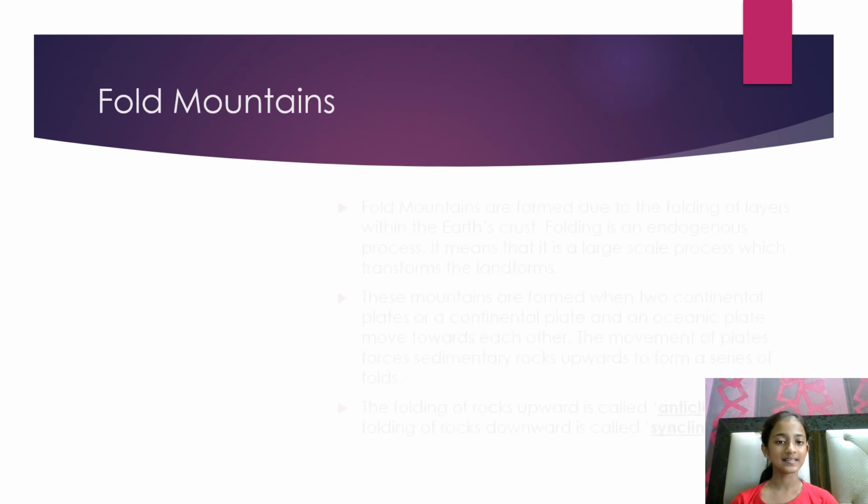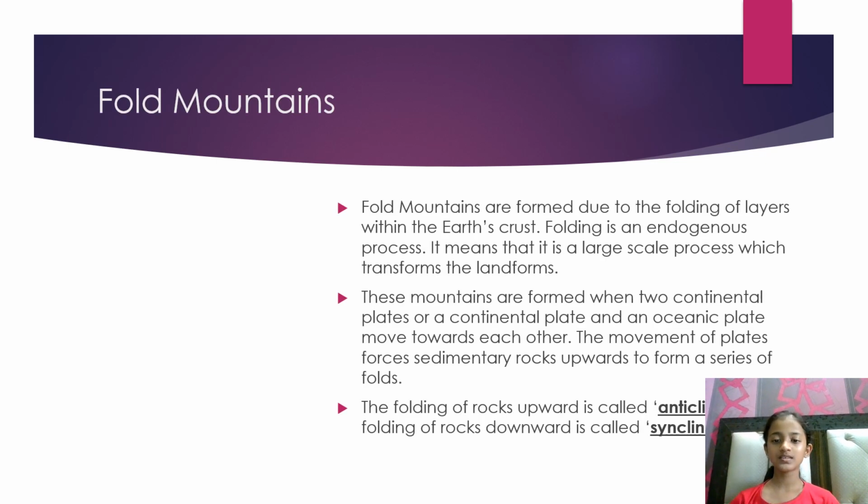Fold mountains. Fold mountains are formed due to the folding of layers within the Earth's crust. Folding is an endogenous process. It means that it is a large-scale process which transforms the landforms. Now, these fold mountains are formed due to the folding of layers within the Earth's crust. When the Earth's crust folds in layers, fold mountains are formed.